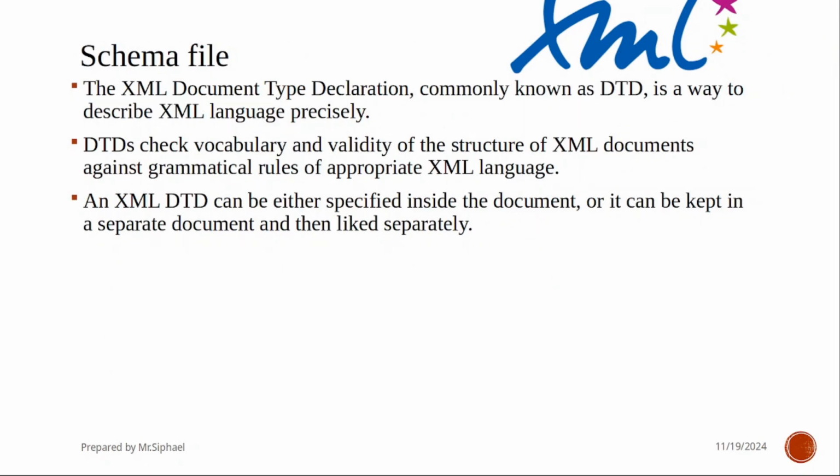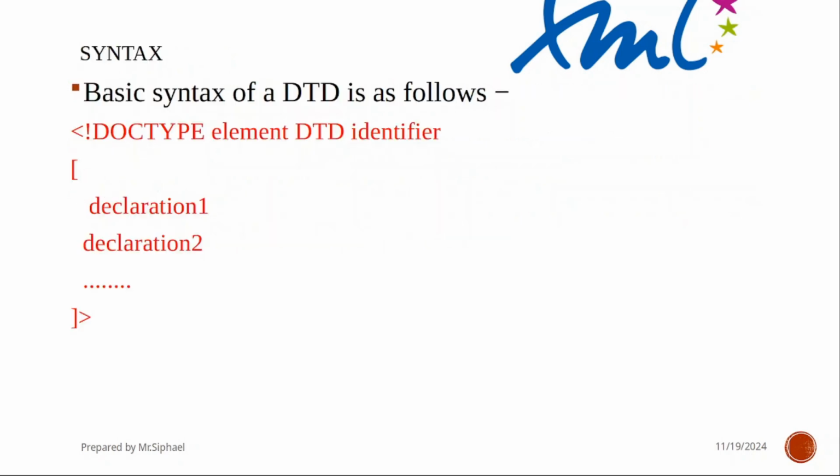The XML document type declaration, DTD, is a way to describe an XML language precisely. It checks the vocabulary and validity of the structure of XML documents against the grammatical rules of the appropriate XML language. An XML DTD can be either specified inside the document, or kept in a separate document and then linked. So the basic syntax of a DTD is like seen there.